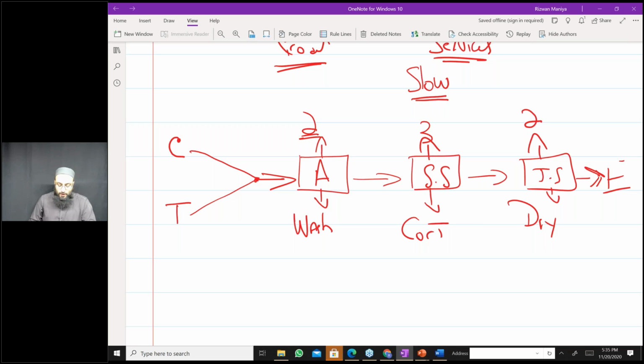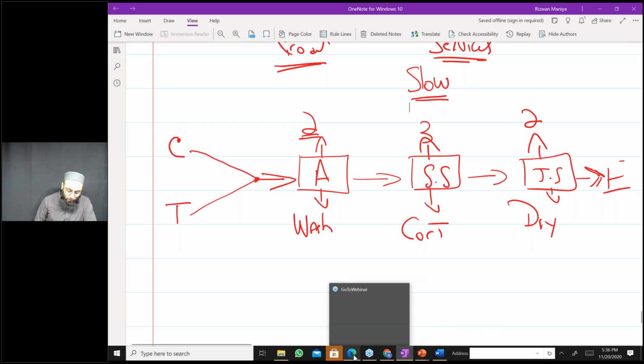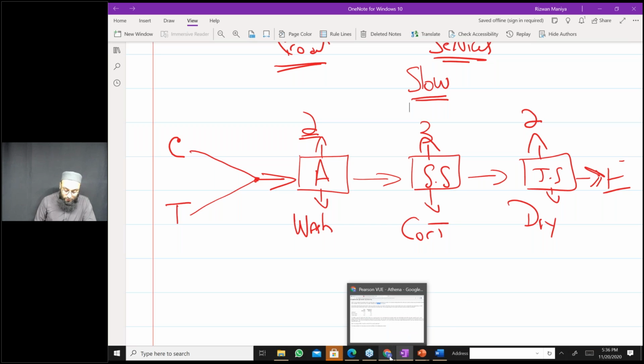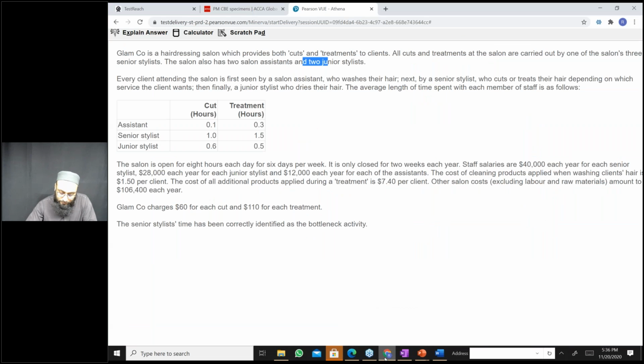So, either the assistant or the senior stylist or the junior stylist will be the limiting factor. Let's see whether it's mentioned or not. I'm praying that it should be mentioned here. Anyways, let's now move on.